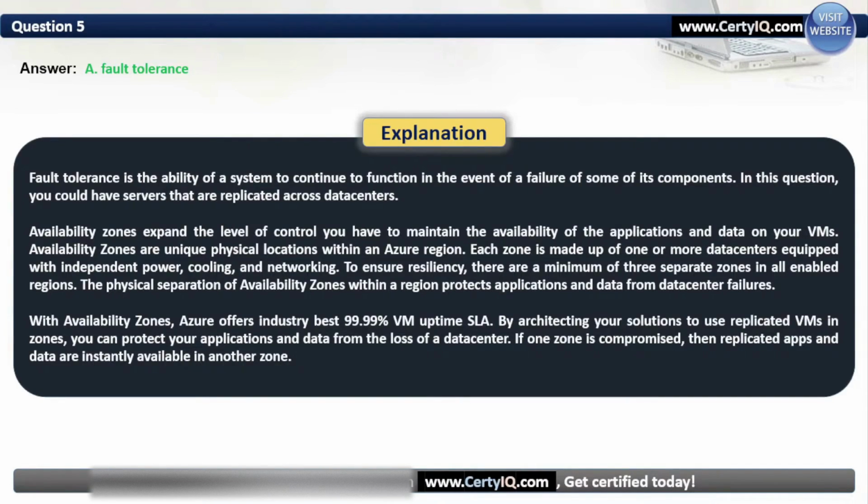With availability zones, Azure offers industry's best 99.99% virtual machine uptime (SLA) by architecting your solution to use replicated virtual machines in zones. You can protect your applications and data from the loss of a data center. If one zone is compromised, then replicated apps and data are instantly available in another zone.